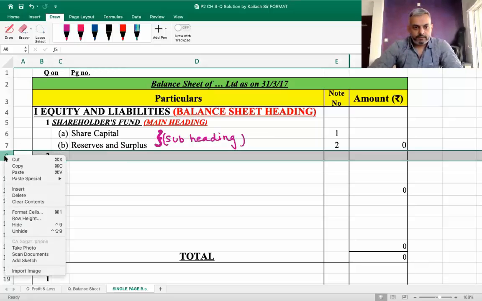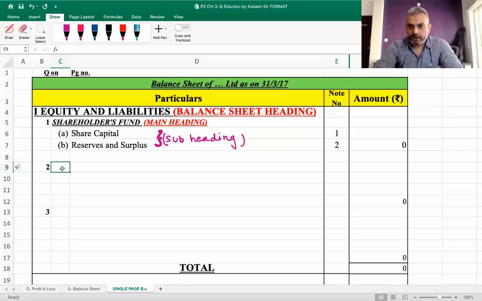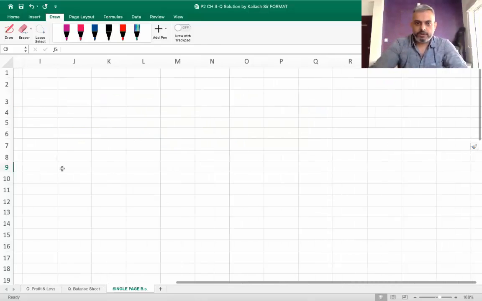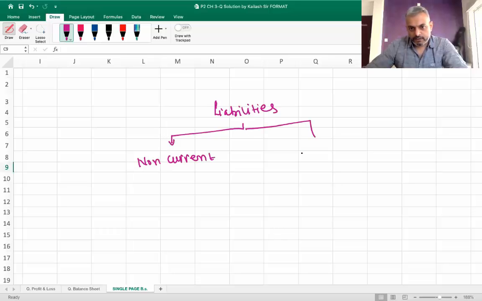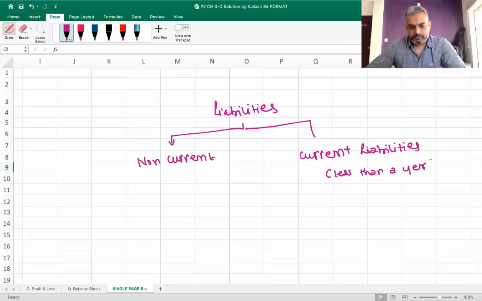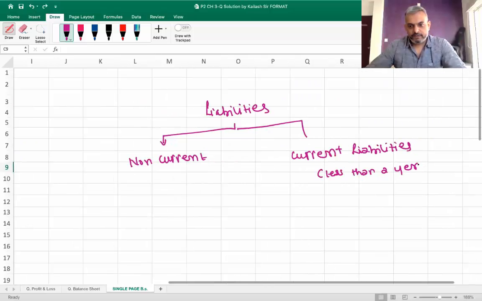Now the second one. As you know, the heading is equity and liabilities. So you have written equity and the owners' fund. Now we write liabilities, but liabilities are classified into two. One is non-current. Let me make you understand the concept. Liabilities are classified into two parts. One is non-current and the other is current. Now, what are current liabilities? Current liabilities are liabilities which are to be paid generally in a period which is less than a year.